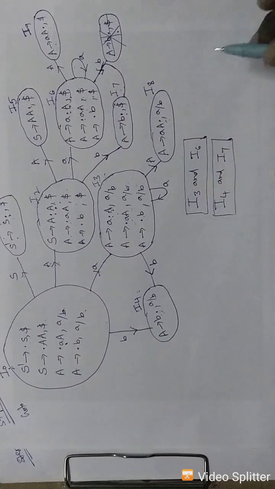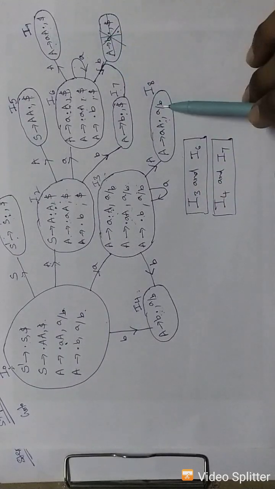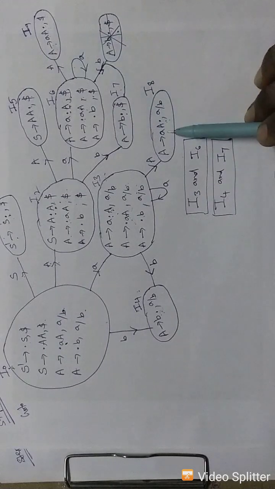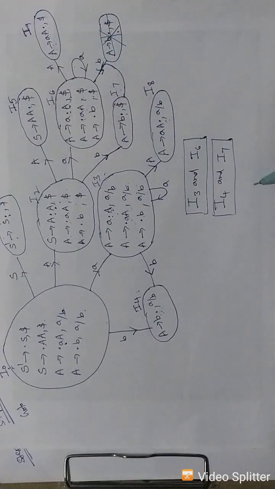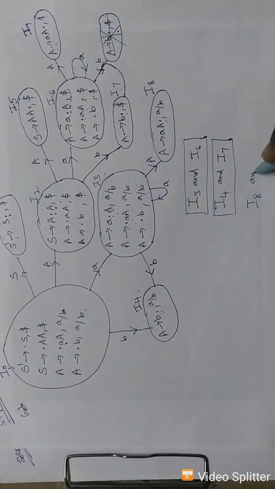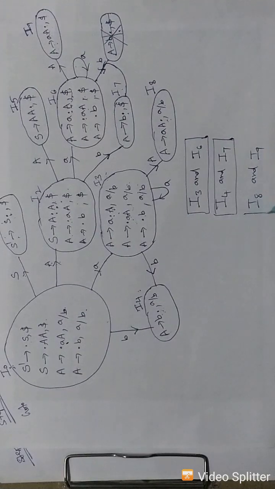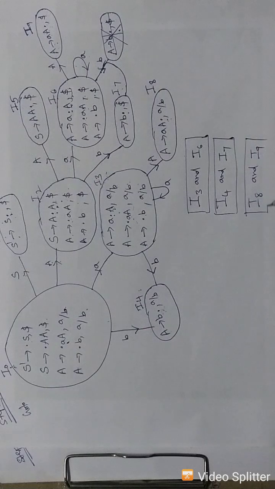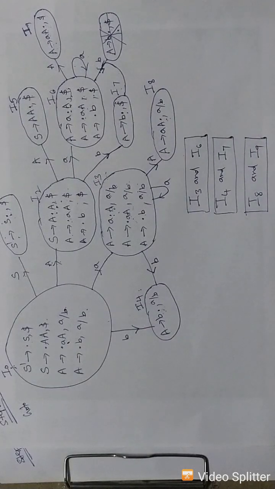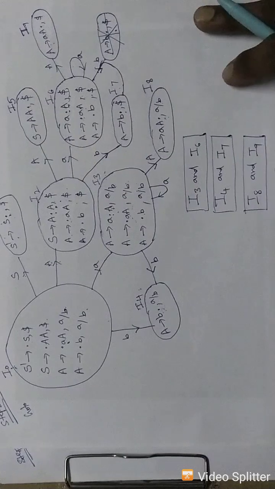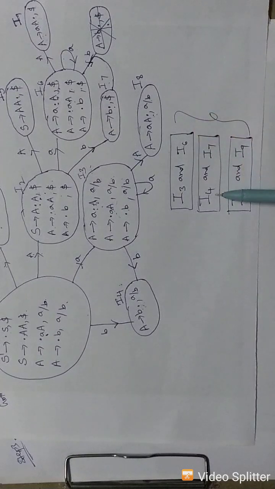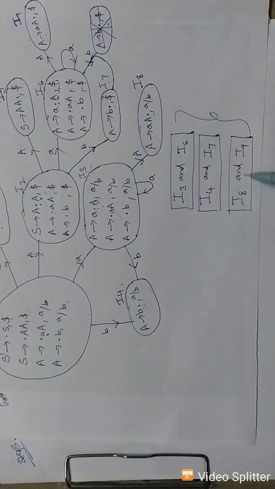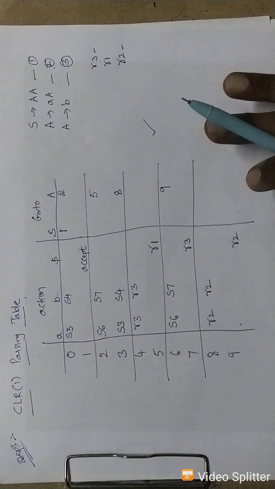Now the last one, if you see I8 and I9, the LR0 items are same. So I8 and I9, both states are same. Now you should keep this in mind: I3 and I6 are same, I4 and I7 are same, I8 and I9 are same. So this is a CLR parsing table.